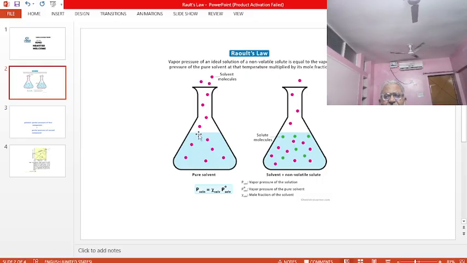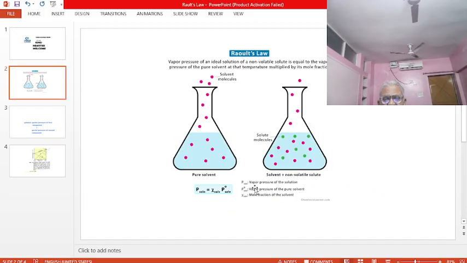Here is the pure solvent, and some molecules of the solvent are coming out of this conical flask due to the evaporation process. And here is the second conical flask. This is the solution. That is, this has the solvent molecules as well as the solute molecules.